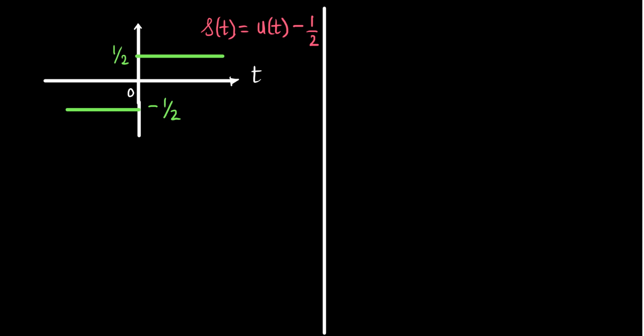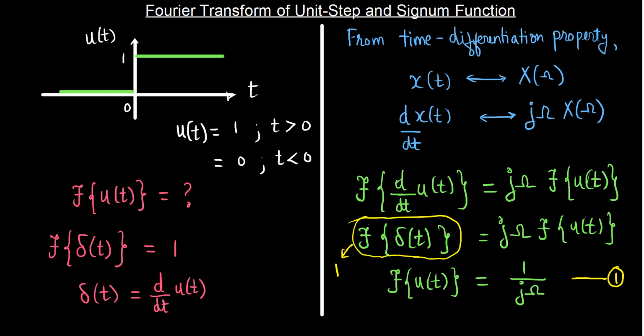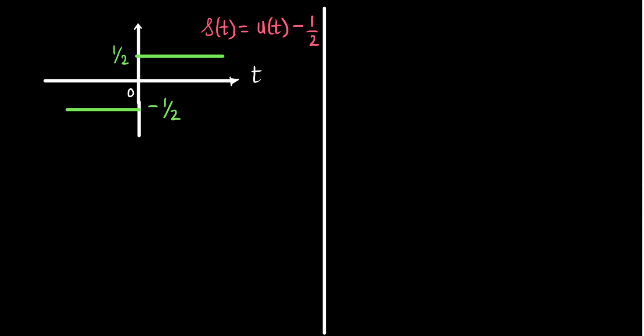You can see that in the previous example, we considered this u of t where the amplitude was 1 for the positive side and 0 for the negative side. But here in this case, I have shifted the u of t by an amount of half downwards. So we have the signal that is half on the right and minus half on the left. Let us try to calculate the Fourier transform of such a signal. Again, this signal does not satisfy the Dirichlet condition, but still we are going to prove that this signal also has a Fourier transform.